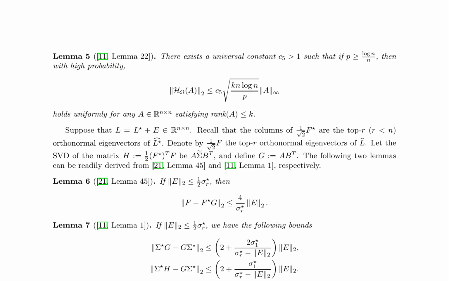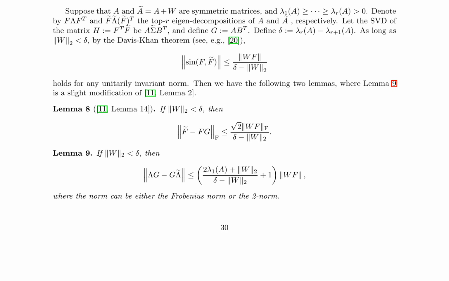The paper also defines matrices A and A-tilde, which are symmetric and have top-r eigendecompositions F lambda F transpose and F-tilde lambda-tilde F-tilde transpose, respectively. Lemmas 8 and 9 provide bounds on the differences between F and F-tilde, and lambda G and G lambda, respectively, assuming that the spectral norm of W is sufficiently small.